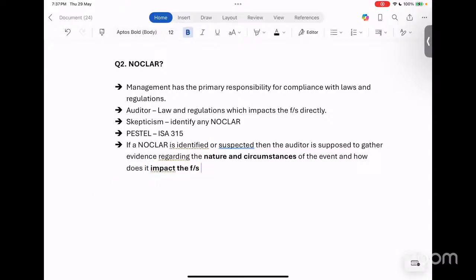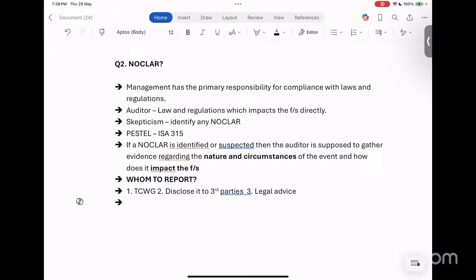Then if we have identified a NOCLAR as an auditor, to whom should we report? First of all, you should report it to those charged with governance. There is a possibility that the client's governance does not know that there was a non-compliance. But if you think they have done this on purpose, we can also disclose it to third parties or authorities. But for that, we can first take legal advice on whether it is right to disclose to third parties, because it might breach confidentiality. If it is in the public interest, you can disclose. Otherwise, you're not supposed to disclose. So this is what we do for NOCLAR.